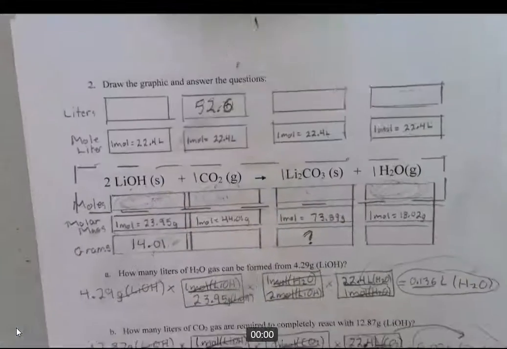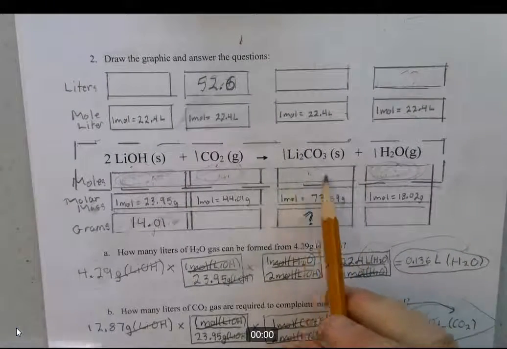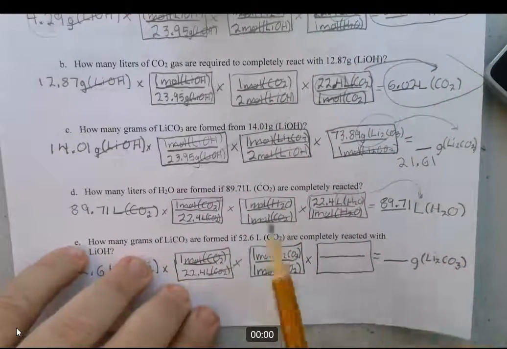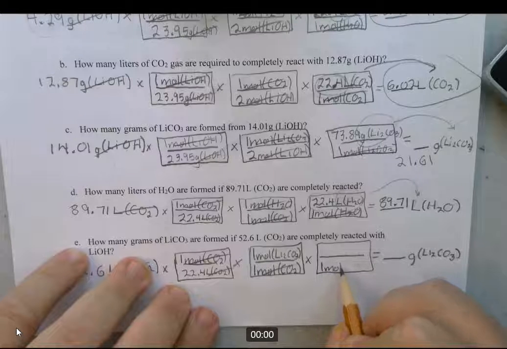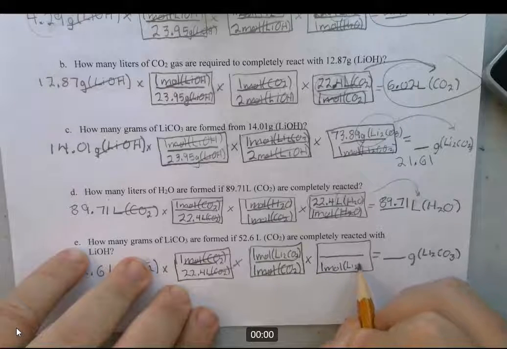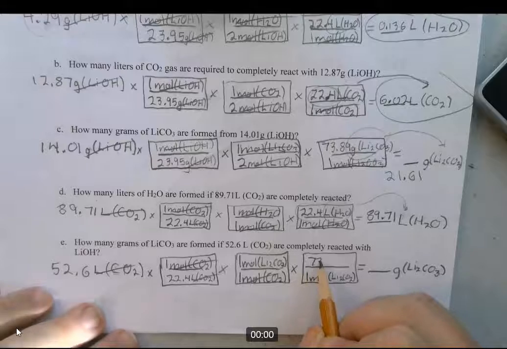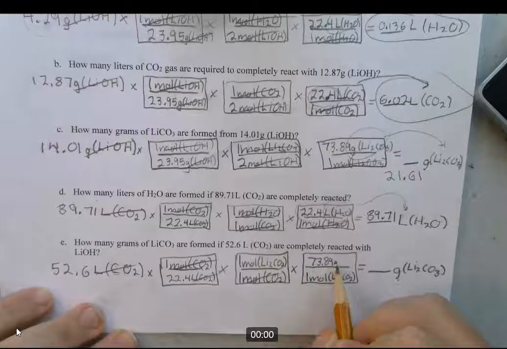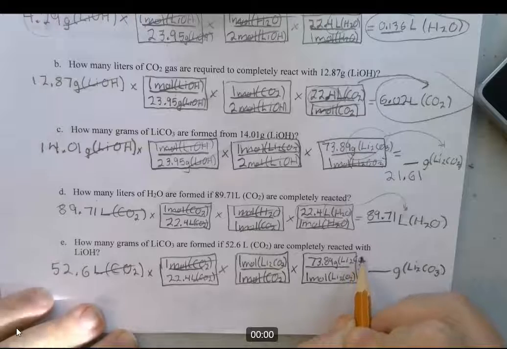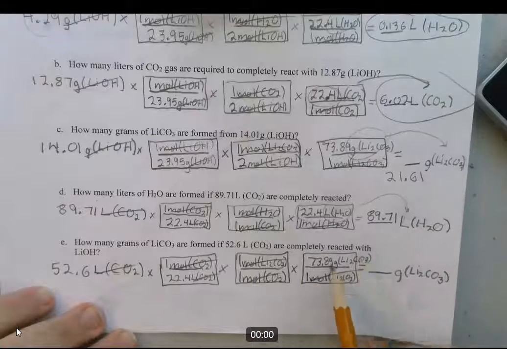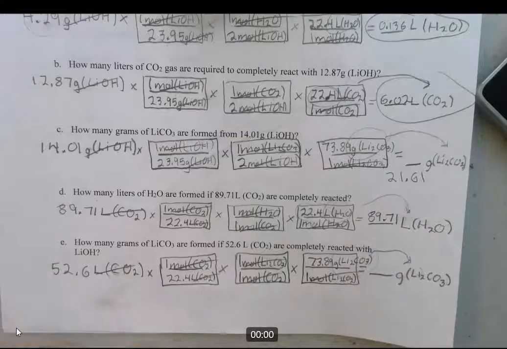Finally, we need to go from moles of lithium carbonate. We're in this box right here. We need to come out using the molar mass to get grams of lithium carbonate. So we need moles of lithium carbonate to cancel, so we're going to put the mole part of that on the bottom. And the grams, which is 73.89, is going to go on the top. Okay, moles of lithium carbonate, moles of lithium carbonate. Grams is the last thing standing of lithium carbonate.